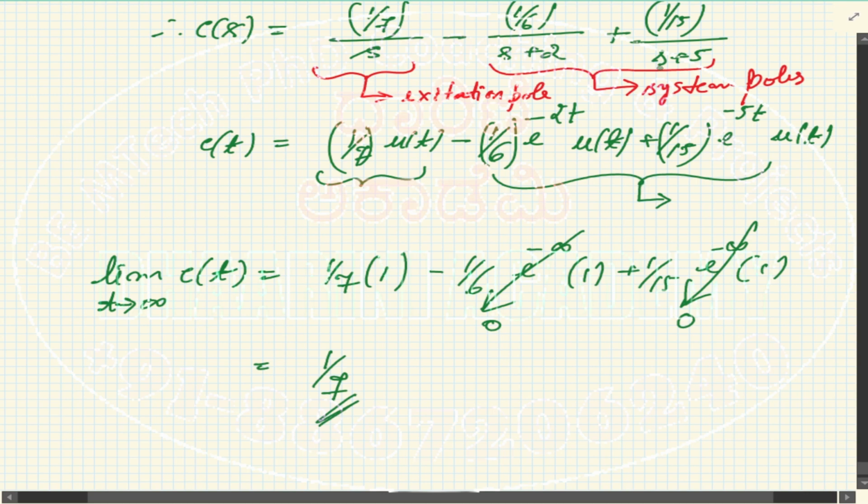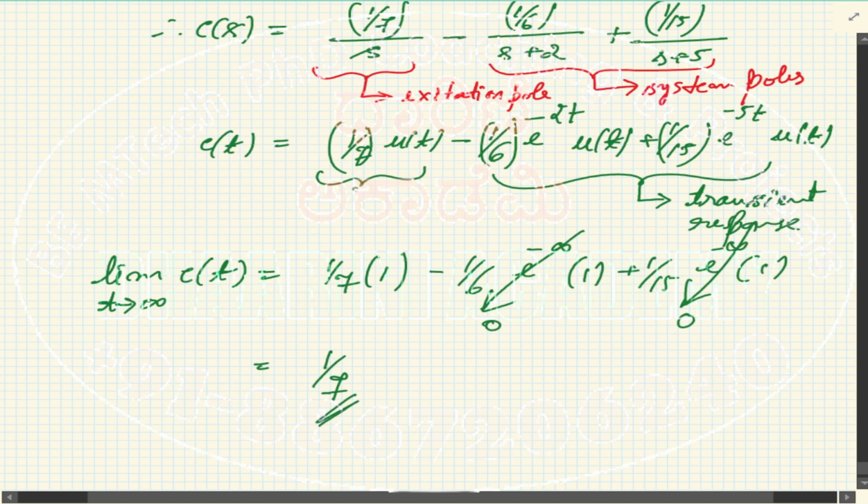So this response, whatever equation we wrote here, the second and the third terms, e to the minus 2t u of t and e to the minus 5t u of t, those terms will vanish when time is equal to infinity. So they are called the transient. This is the transient response.